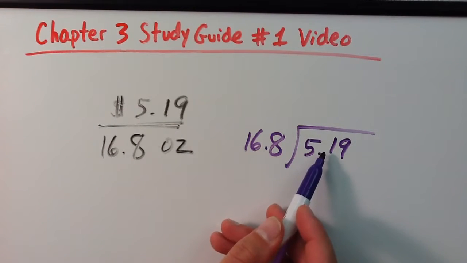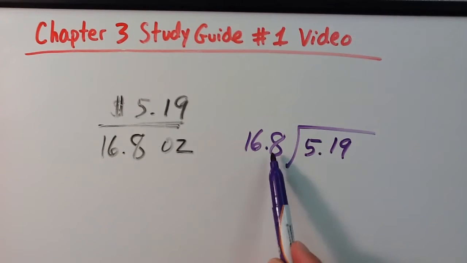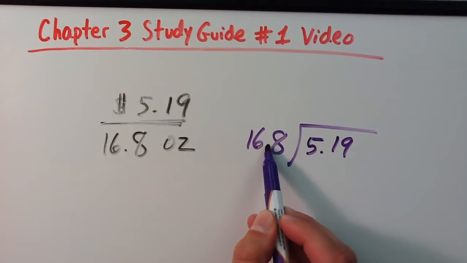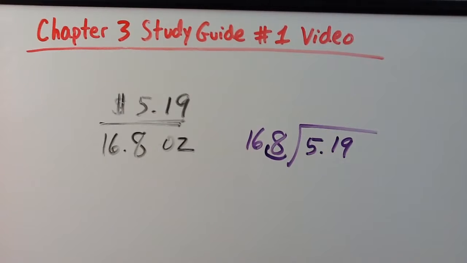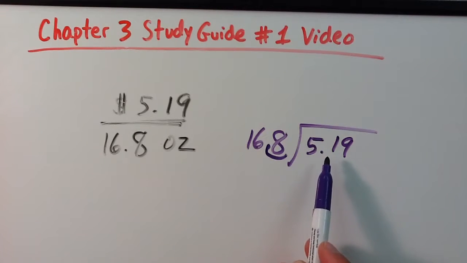Top number inside the division bracket, bottom number outside the division bracket. Now, because I am dividing decimals, I know that I cannot have a decimal outside the division bracket. And so I need to move it so that it's no longer a decimal outside the division bracket. Now, if I move this decimal one place to the right, it would no longer be the number 16.8, it would be 168. And if I move the decimal one place to the right on this number, I must also do the same thing to this number.